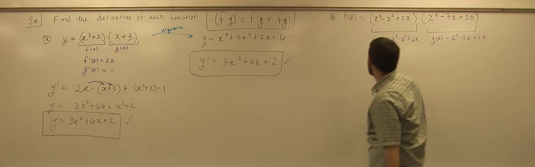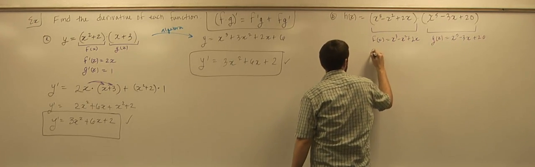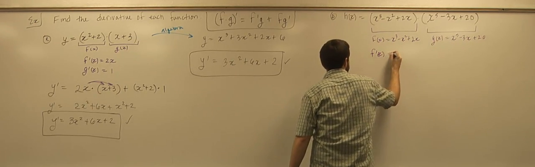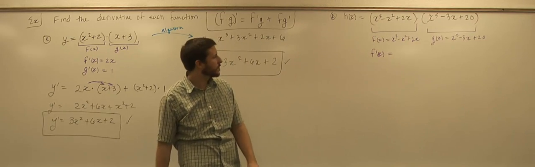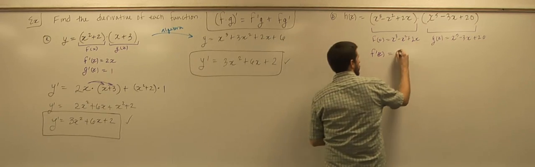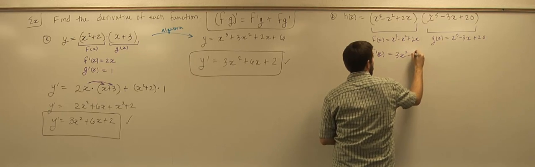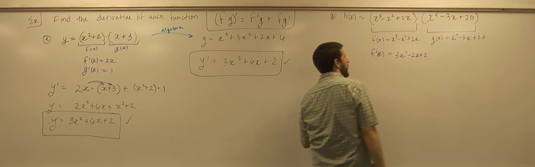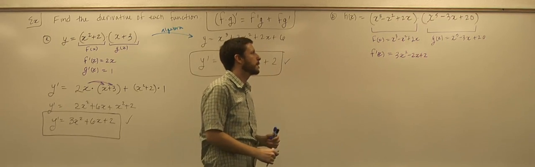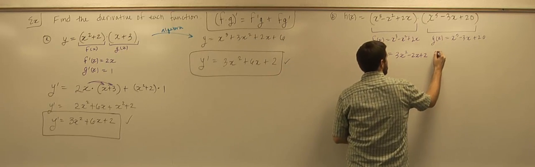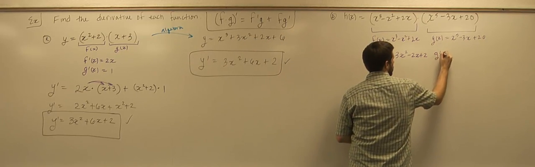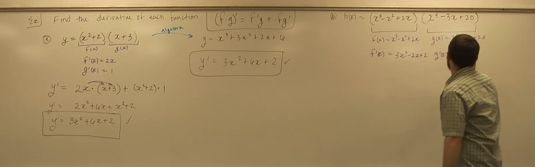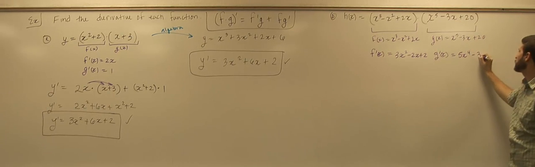Then you do the derivative of both of them. In your formula, you're going to need to know f prime of x. What is it? 3x squared minus 2x plus 2. Use your power rule. g prime, 5x to the 4th minus 3.